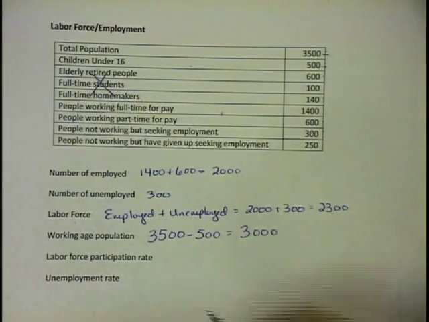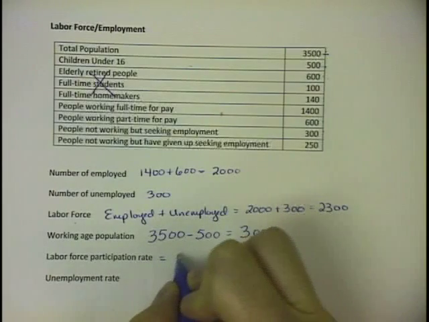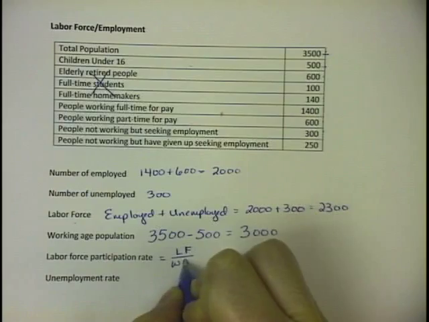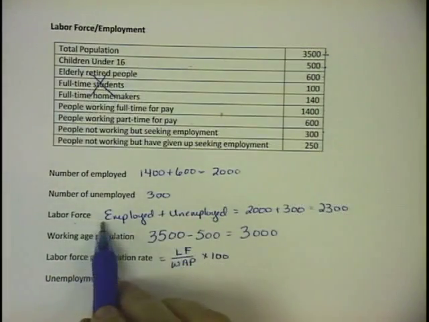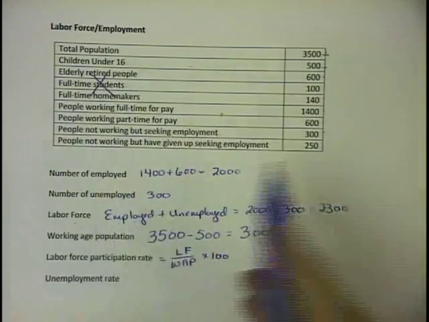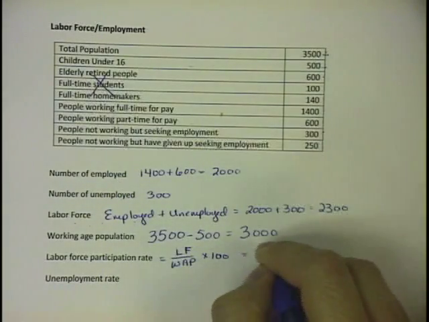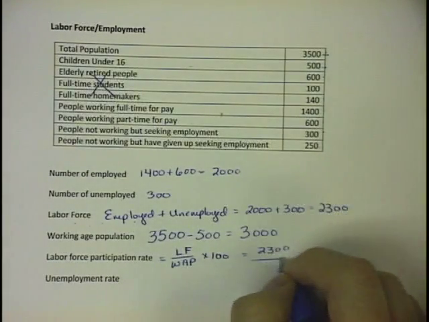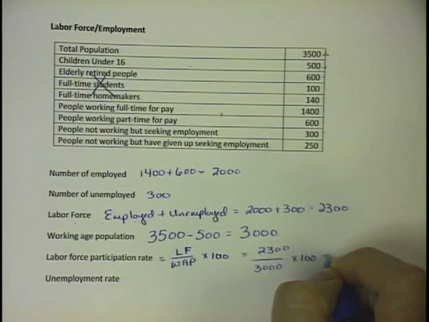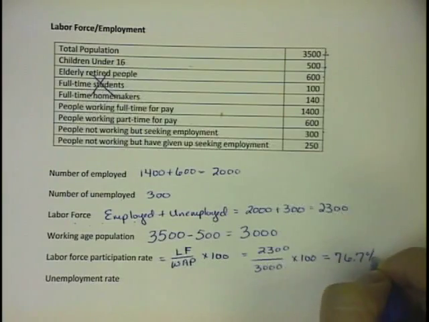Okay, so now we want to figure out the labor force participation rate, which is the labor force divided by this working age population. We're going to multiply it by 100. So we already calculated the labor force as the employed plus the unemployed. So we have 2,300. And then our working age population we calculated at 3,000. We're going to multiply that by 100 to make it a percentage. If I did the math correctly, hopefully it's 76.7%.